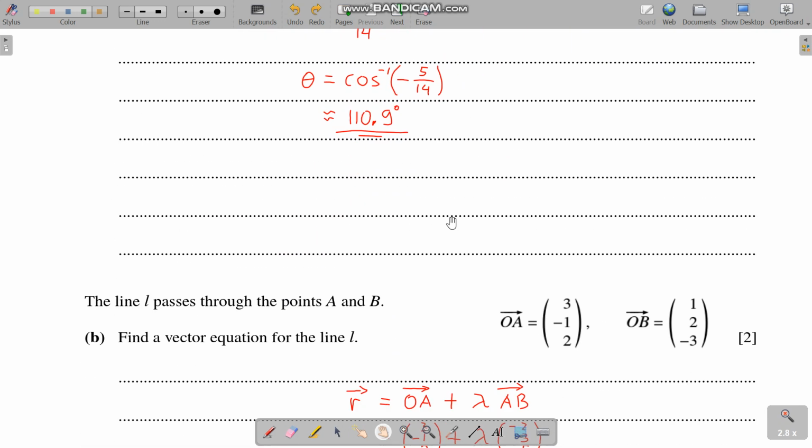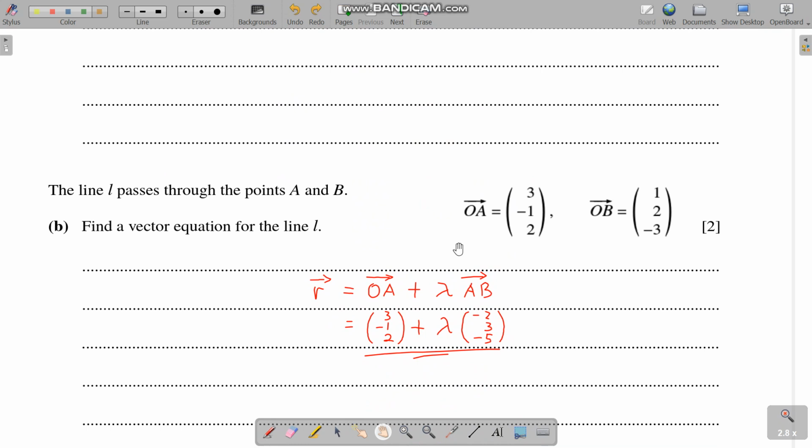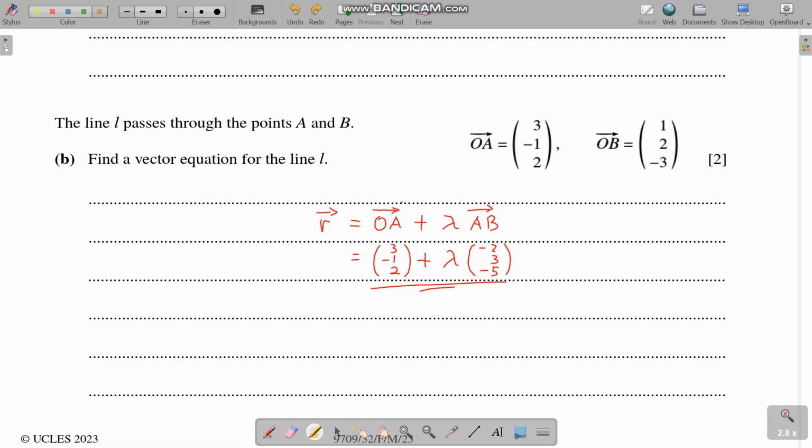And the next part is the line L passes through the points A and B. Find the vector equation. So from the first part, we know the A and the B coordinates or position vectors. The line passing through means we can use the point A or B. So this point here can be OA or OB. Here I'm using OA. And for the direction, we can use AB or BA.